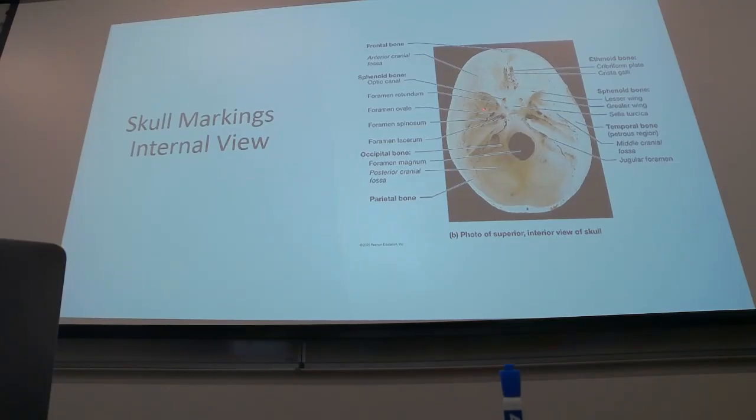And then here we have foramen rotundum, this one, the round one, and then ovale, and then spinosum. Questions? So that's the internal view of the skull.